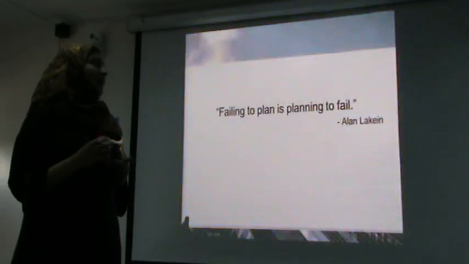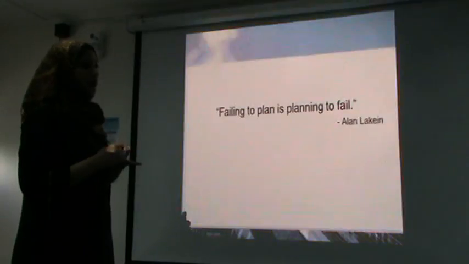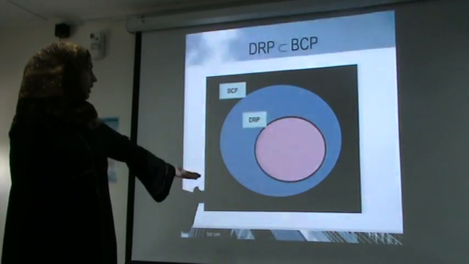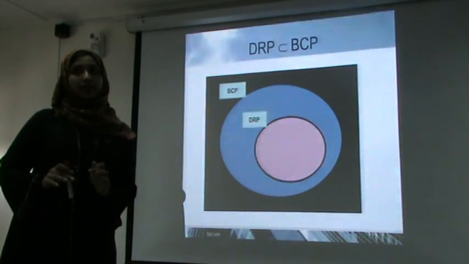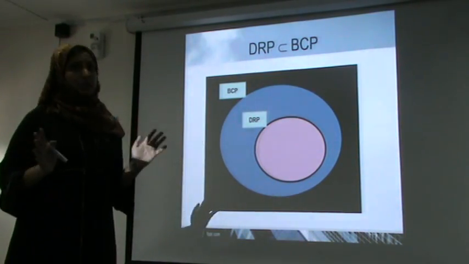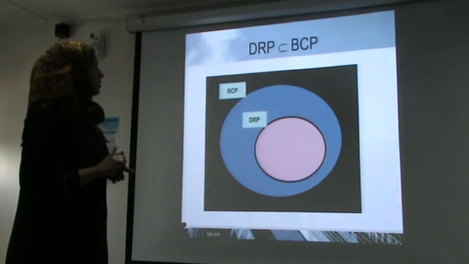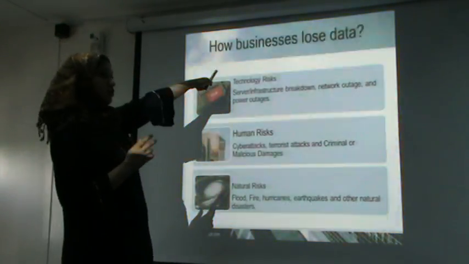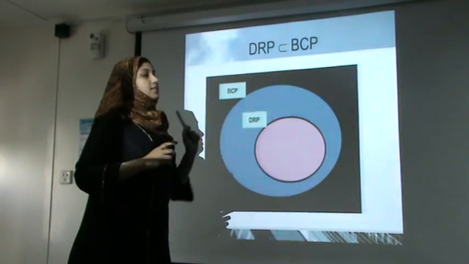Failing to plan is planning to fail, which is very well understood by us. Next. The next key concept is not really a concept, it's just a relationship between DRP and BCP, which I was just speaking about. The business continuity plan is the blue portion and DRP is the pink portion, which explains clearly that DRP is a small portion of BCP and BCP is a very large portion. It's a very wide concept. So DRP is a subset of BCP. Just go to the previous slide. This symbol means subset.